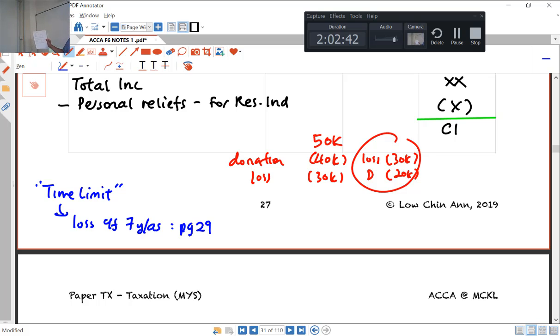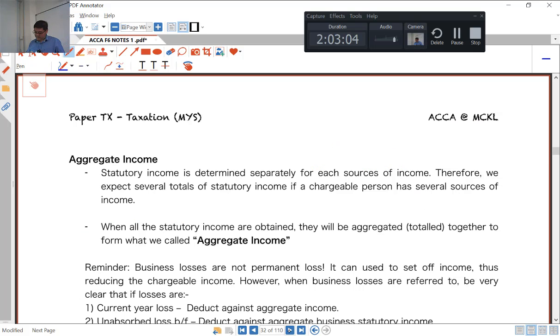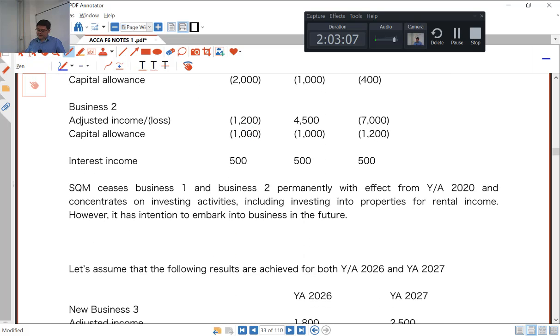If you see your notes here on page 29, we will look at the example. I have a company called SGM Berhad, where this company has business 1, business 2, as well as interest. And it said here that SGM ceases business 1 and 2 with effect from YA 2020. So they stop. All right? Now, what do you mean by you cease the business permanently?